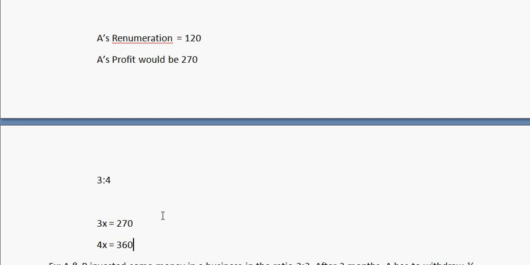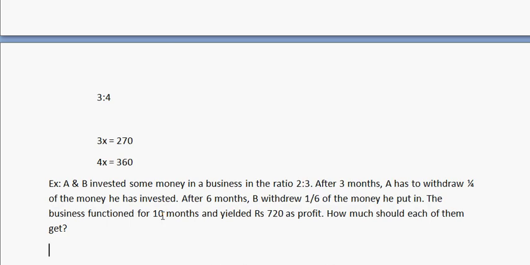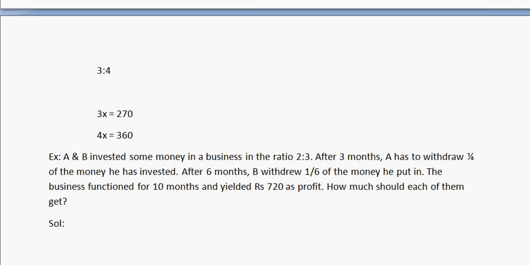So now let's go to the next question, which says, this is our last question in this session. A and B invested some money in a business in the ratio 2:3. After 3 months, A withdrew 1/4 of the money he invested. After 6 months, B withdrew 1/6 of the money he put in. The business functioned for 10 months and yielded 720 as profit. How much does each of them get? It seems slightly complicated, but if you do it very diligently, you would be able to solve it. So another 2 minutes to solve this question, and then we'll do it together.